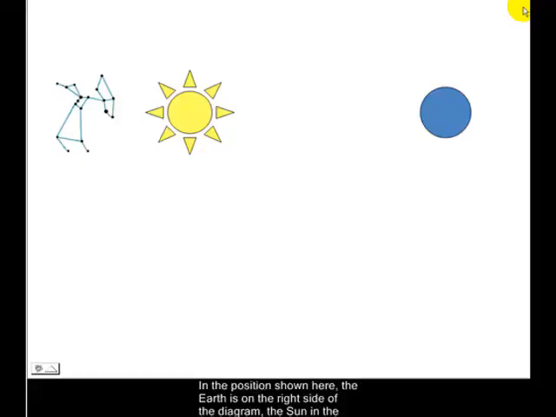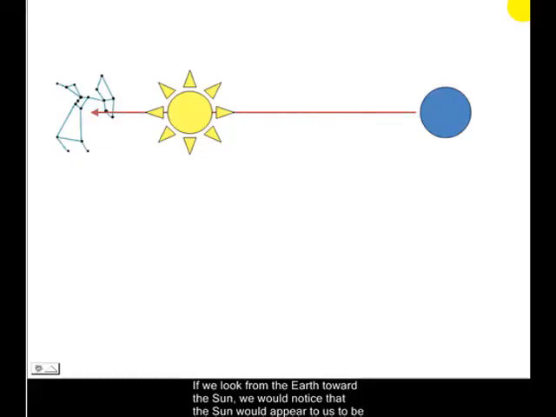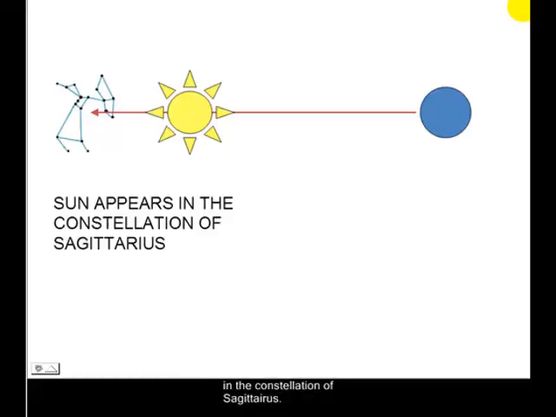In the position shown here, the Earth is on the right side of the diagram, the Sun in the middle, and the constellation of Sagittarius on the far left side. These are not drawn to scale. In this diagram, if we look from the Earth toward the Sun, we would notice that the Sun would appear to us to be in the constellation of Sagittarius.